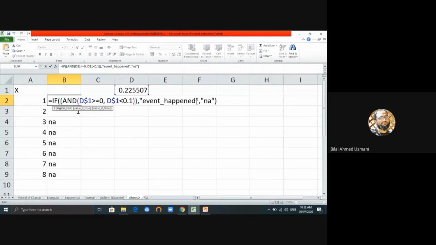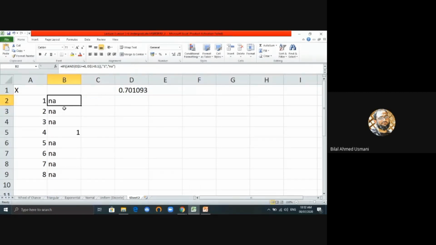I need to copy and paste it to all, so leave it for one. In order to do that, you need to copy and paste event happened in each of the eight lines, and I don't want to waste more time on that. So it says that if D1 is greater than or equal to 0 and less than 0.1, there is no equality on the upper bound, print 1. So 1 means that thing happened, and otherwise print NA.